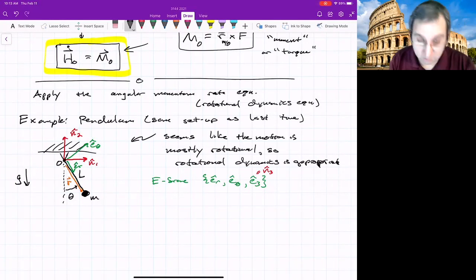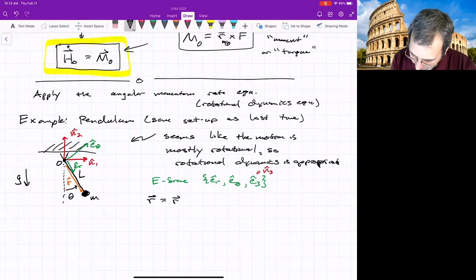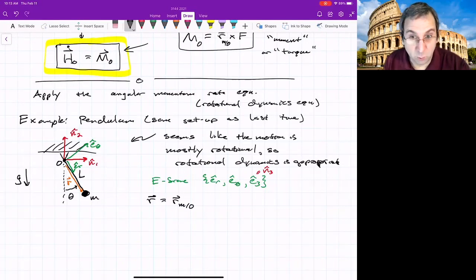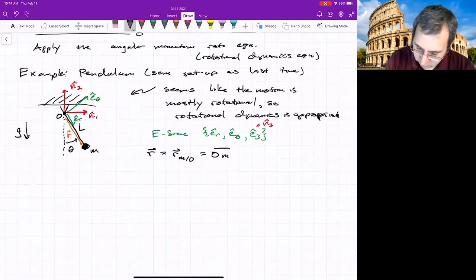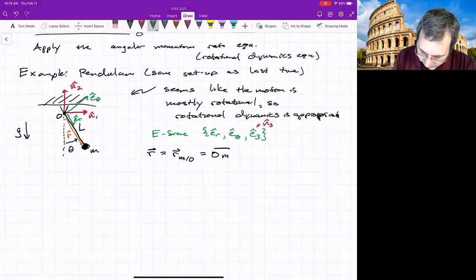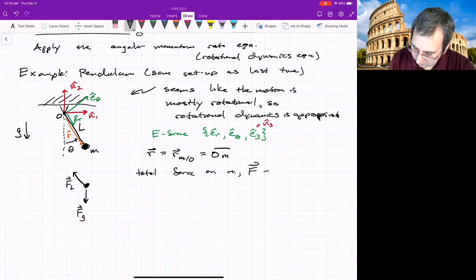We'll name the pivot O, and it's inertially fixed, so that's good. I might just write it as R, but this stands for the position of the mass with respect to the point O, meaning it goes from O to M. What else? We've got forces. If we were to look at the forces on this, let me do a separate little picture down here, a free body diagram. We've got the tension in the rod and then gravity. So we'll call this FL, and we'll call it, it's a vector, FG. The total force on M, F, is FL plus FG.